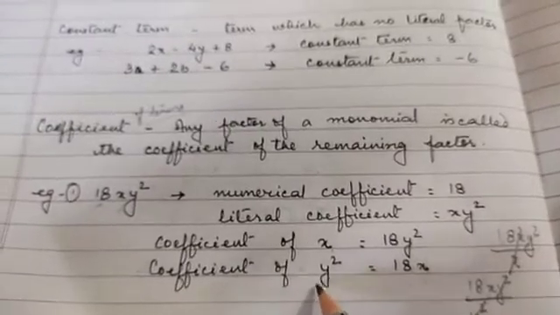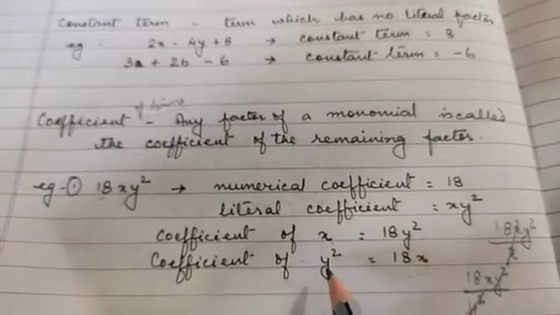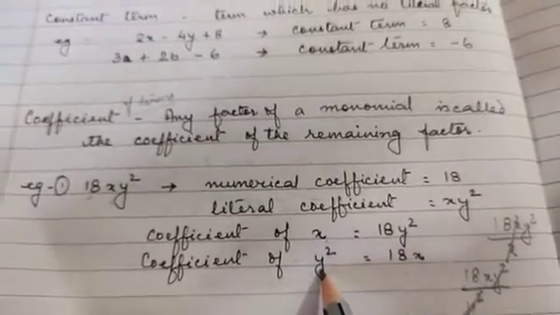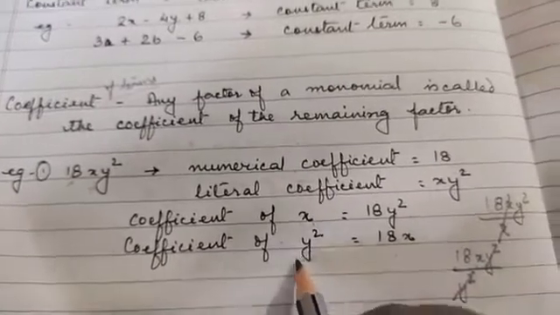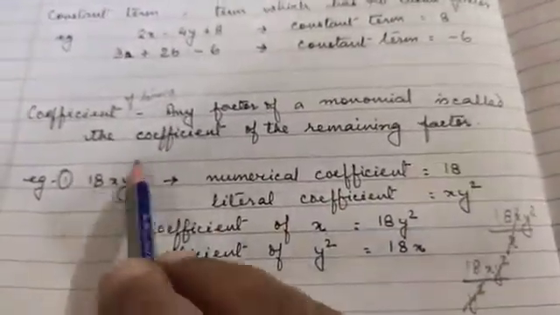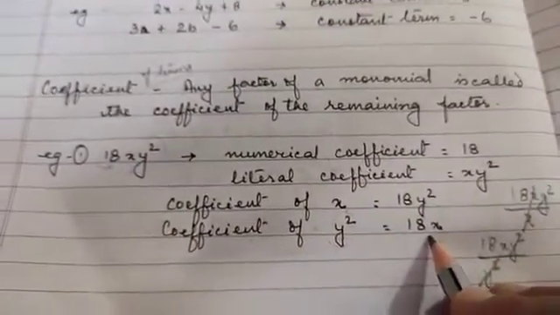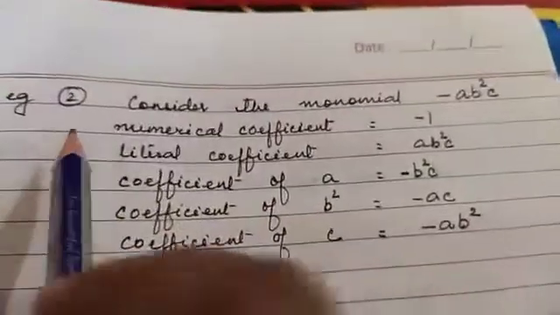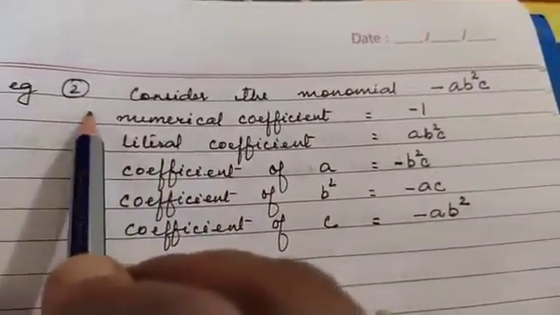Whatever factors remain, of the coefficient we are finding out, that is the coefficient of that factor. We are finding out the coefficient of y square over here, so we will take out y square from the term that is given and the remaining thing we will write over here. Understood? We will understand this well with the help of another example.